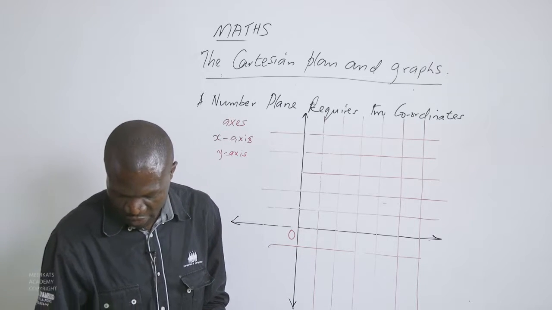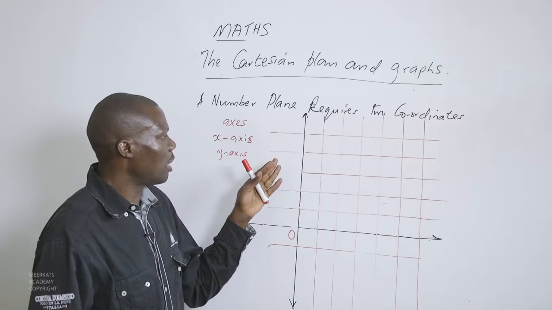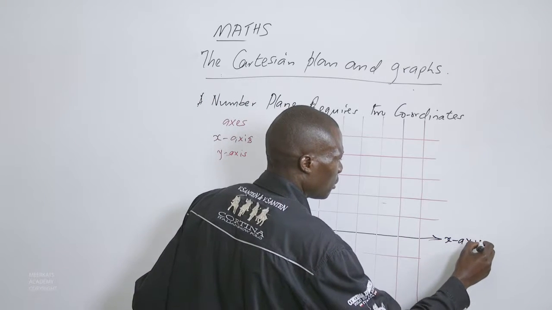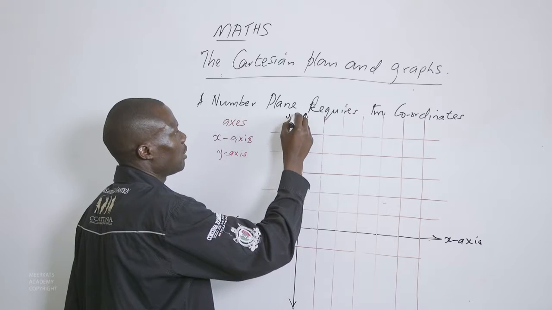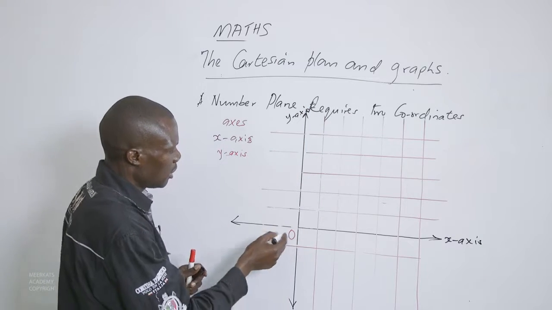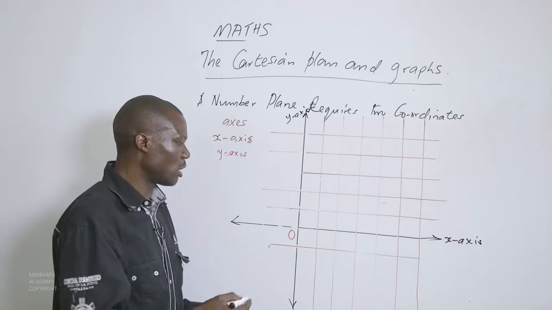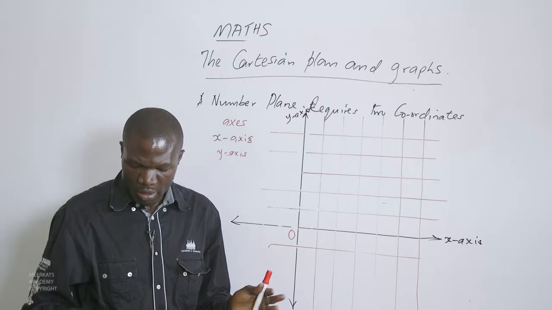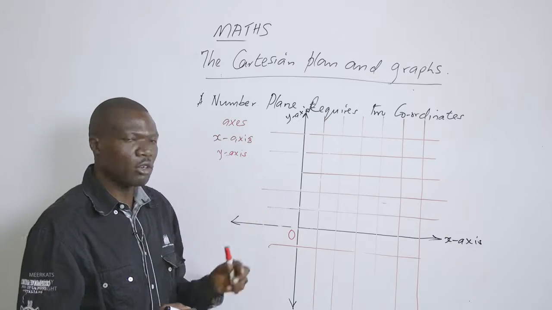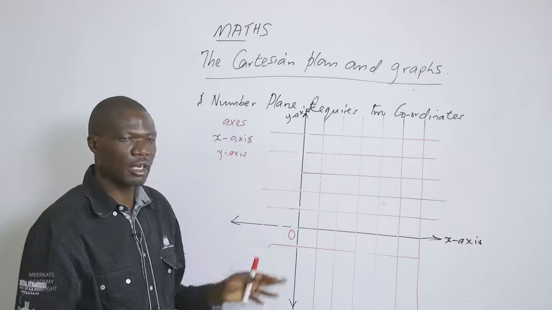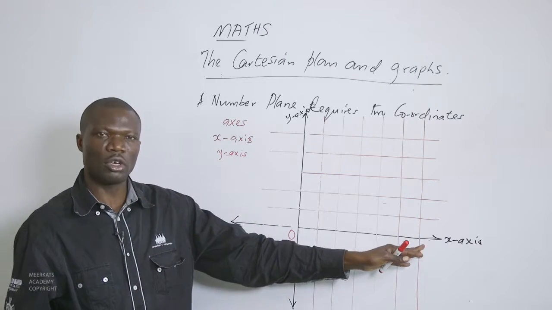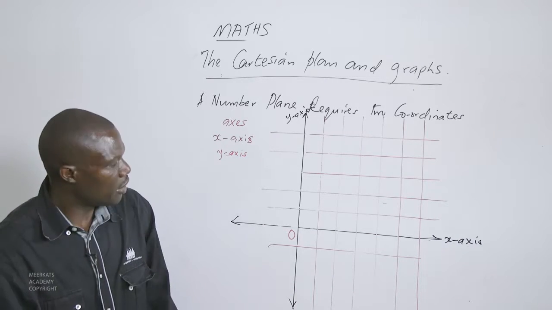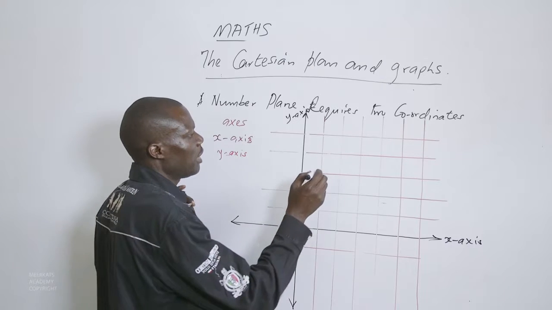So we have the x-axis, and we should be able to name it. Up here we have the y-axis. It extends to the left and also extends downwards. The origin with a capital letter O is there. I want you to be sure about the vertical axis, which we call the y-axis, and the horizontal axis, which we call the x-axis.